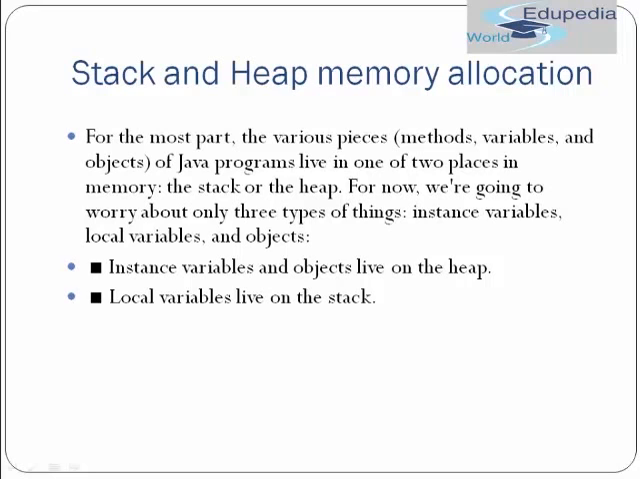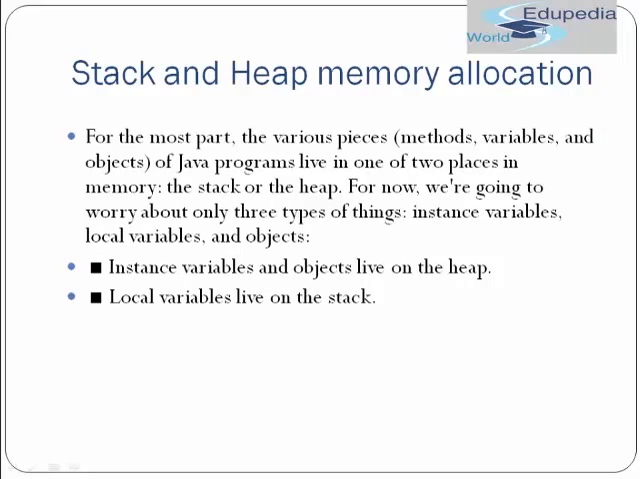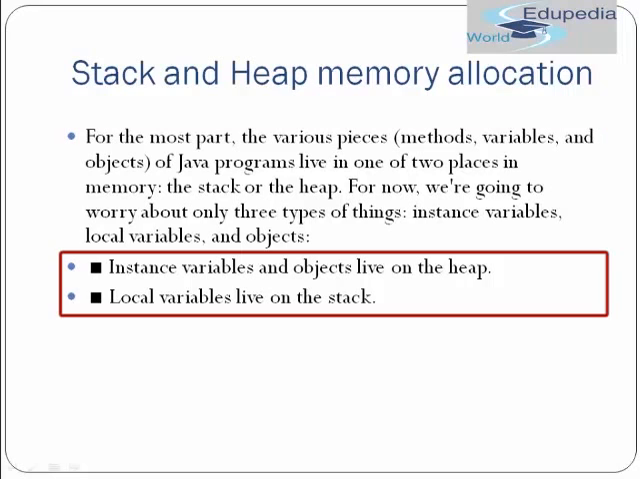So the first topic is stack and heap memory allocation. So we'll see how the memory is allocated into stack and heap in Java. For the most part, the various pieces, method, variable, objects of Java program live in one of the two places in memory, that is the stack or heap. For now, in this tutorial, we are going to worry about only three types of things. One is instance variable, other is a local variable, and third one is an object. And you'll see how they are stored. Instance variable and object live on heap, and local variable live on stack.